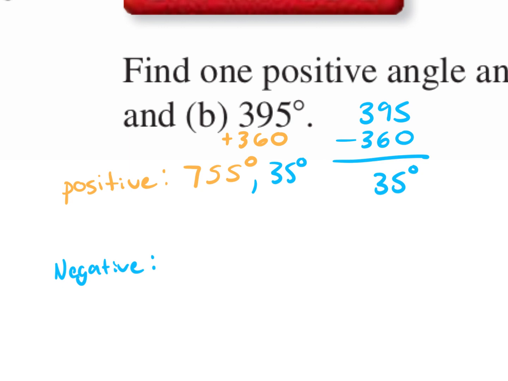No. So what would I have to do? Subtract another 360. Or if you saw from the beginning that this is greater than 360, you could subtract 720 from it. So just like 360 twice. So subtract another 360. What do we get? Negative 325 degrees.